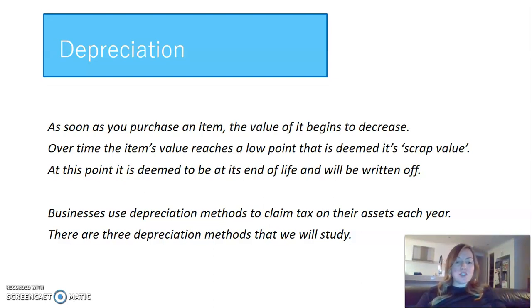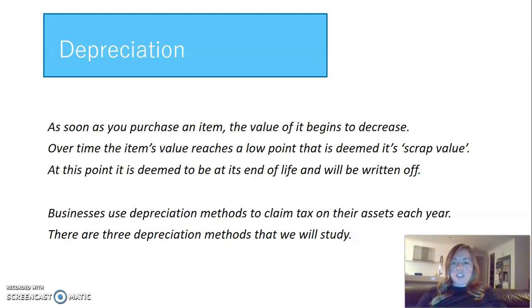So the terminology scrap value and written off are things that will pop up from time to time. Just keep in mind throughout this, scrap value and written off is basically talking about when an item has reached a point in time where it's no longer able to be depreciated.